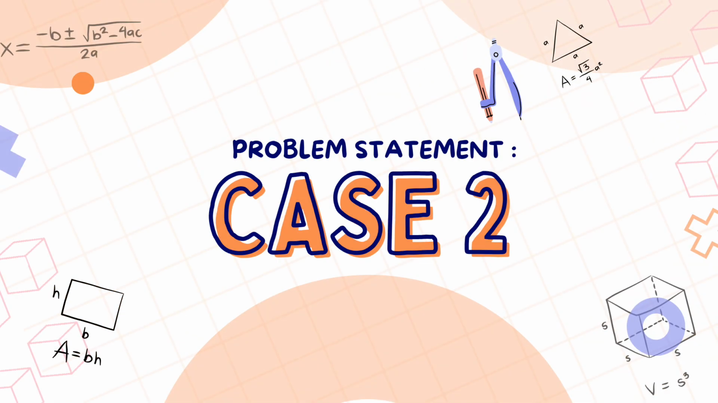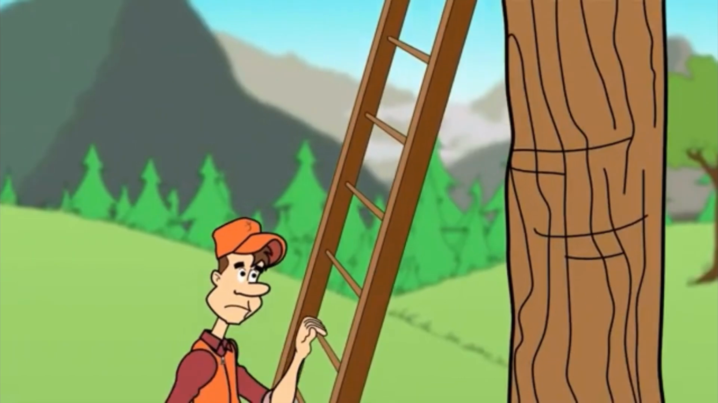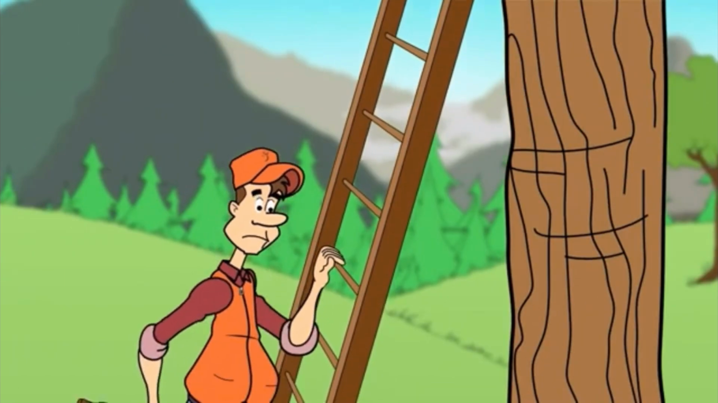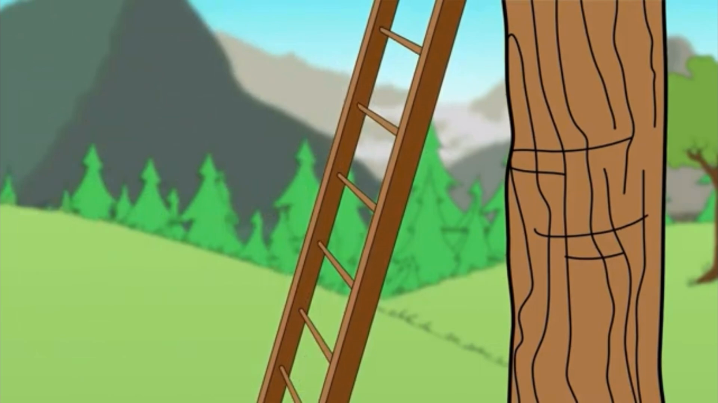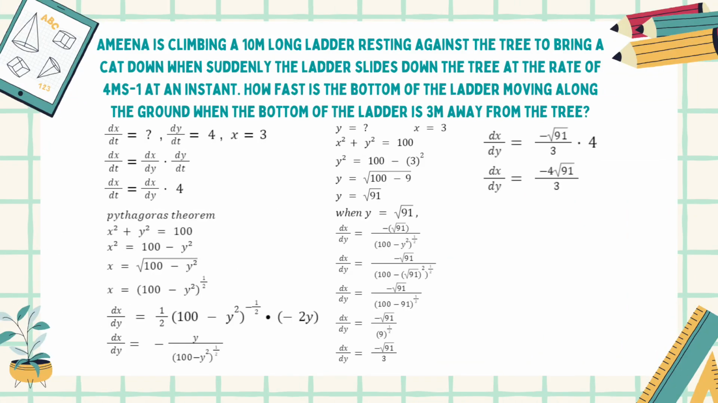Case 2. Amina is climbing a 10-meter long ladder resting against a tree to bring a cat down when suddenly the ladder slides down the tree at the rate of 4 meters per second at an instant. How fast is the bottom of the ladder moving along the ground when the bottom of the ladder is 3 meters away from the tree?